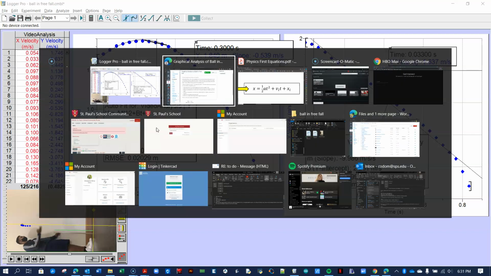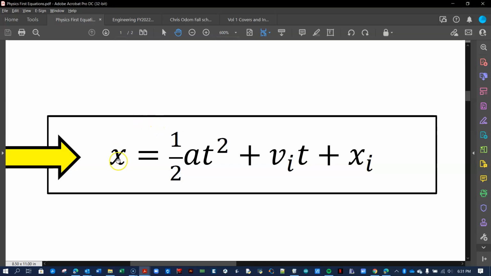So let's take a look at the equation over here. If we look at the position graph, that equation is 1/2 at squared plus vit plus xi. So how do we find acceleration? Well, that a is part of the coefficient on the t squared term, and that a is acceleration. But notice that it's 1/2 of a that is the coefficient.